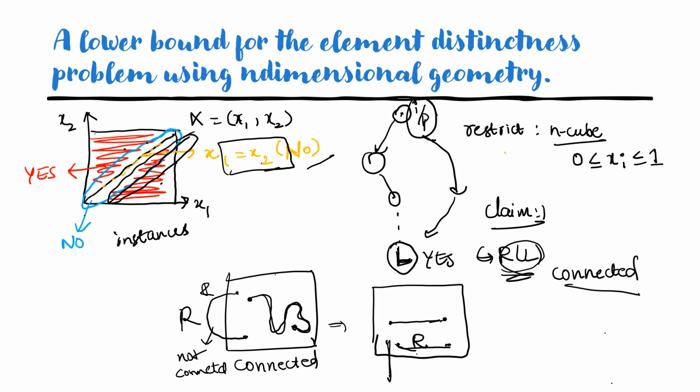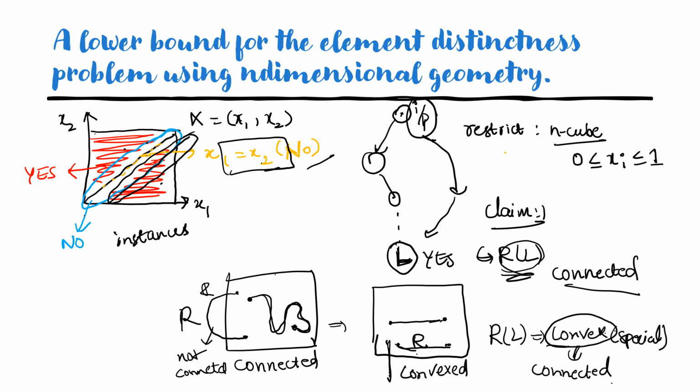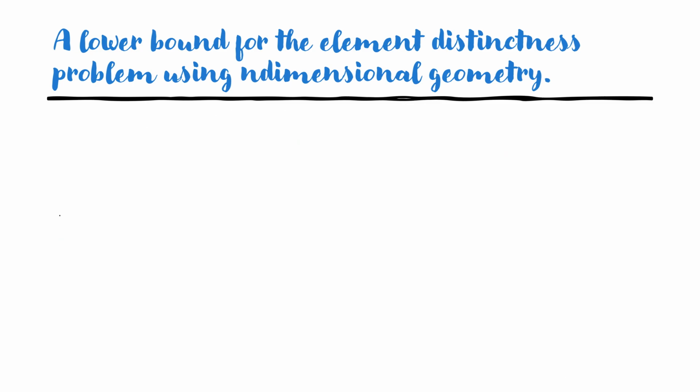So I am reducing this to convex. I'm going to prove that R of L is connected once it is convex, so it's just a special case. Again, to make it easy, I'm just going to prove it for the convex case. I need to show that any instance that reaches node L will belong to R of L, and hence it's connected. All the points in that will be connected.